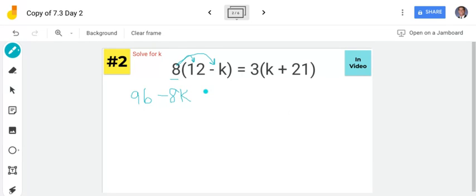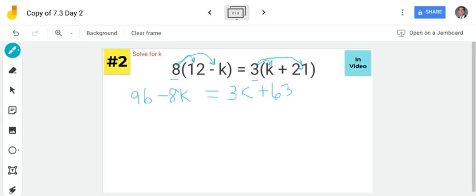Okay, so on the left side, parentheses are now eliminated. Bring my equal sign straight down. On the right side, I'm going to distribute the 3. 3 times k, that's 3k. 3 times 21, that's positive 63, right? So I did step 1. I eliminated the parentheses on the left side and the right side.